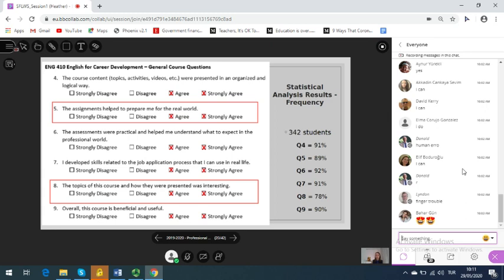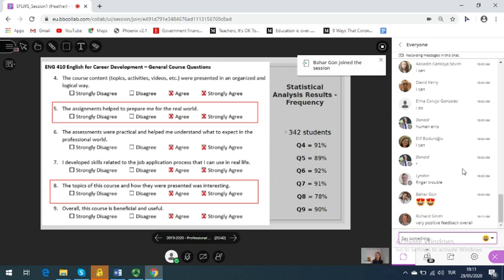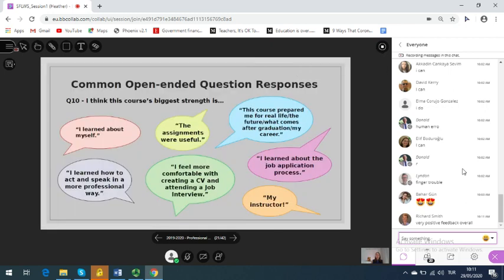We don't really need to have a party for that sort of thing, but still, it is positive feedback overall. And then we also had some open-ended questions. So these were some of the things that the students wrote about question 10, which is, I think, what the course's biggest strengths are. So a lot of them saw the connection to the real world. They saw how it would benefit them in their future.